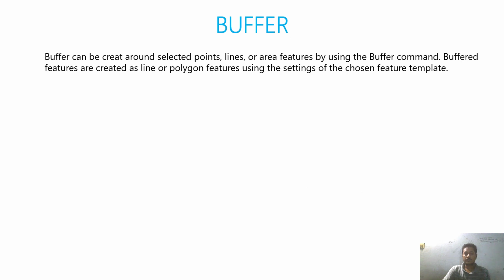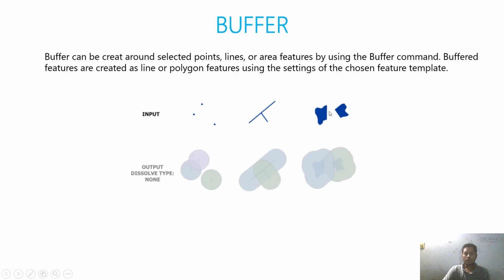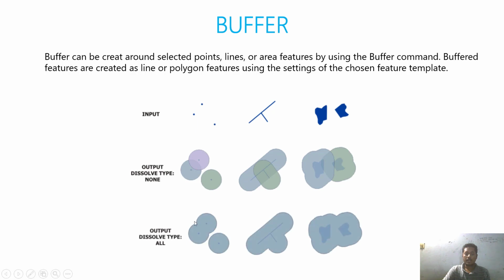At first, we will see what is buffer. Buffer can be created around selected points, lines, or area features by using the buffer command. Buffer features are created as line or polygon features, using the settings of the chosen features template. We can see in the figure that there could be an input in point, line, or polygon, and this is the output after the buffer command, and this is the output after the buffer command and doing the dissolve.